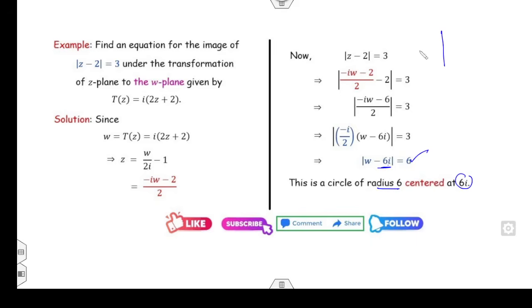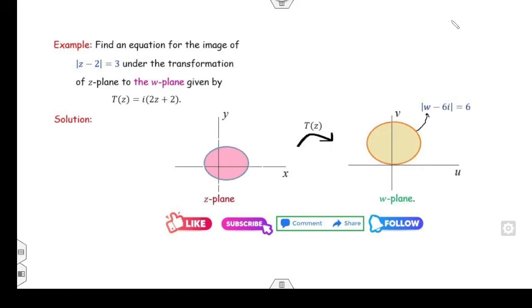And how can you draw the graph? The center is 6i, that is, the real part is 0. This is 6i and the radius is 6. This is my radius. Therefore, the equation defines a circle.